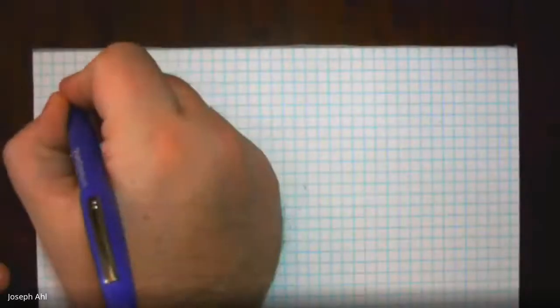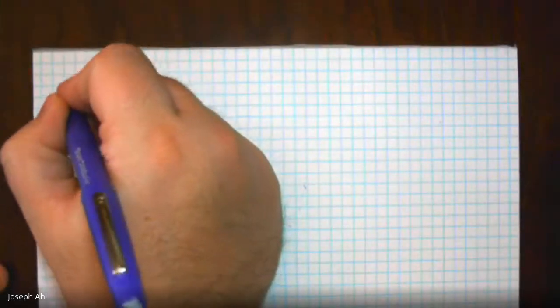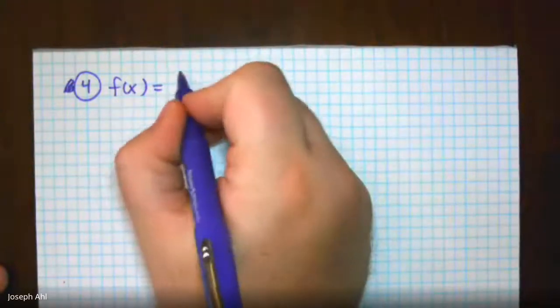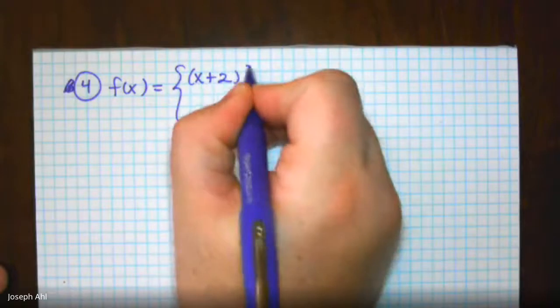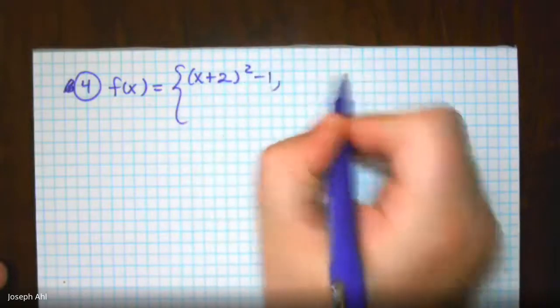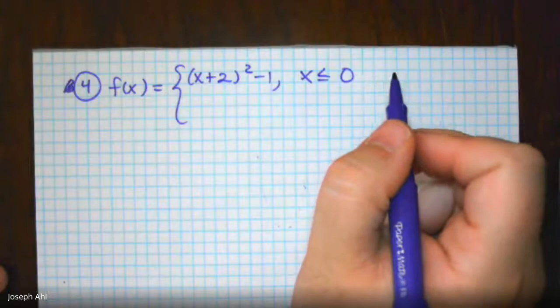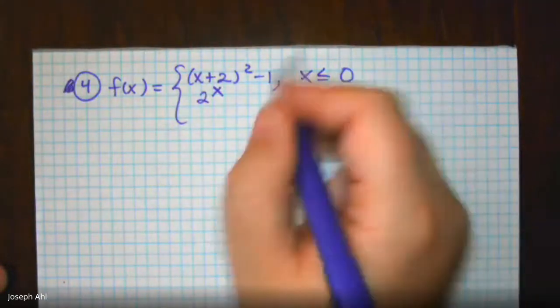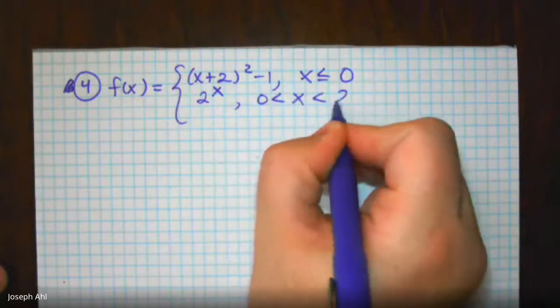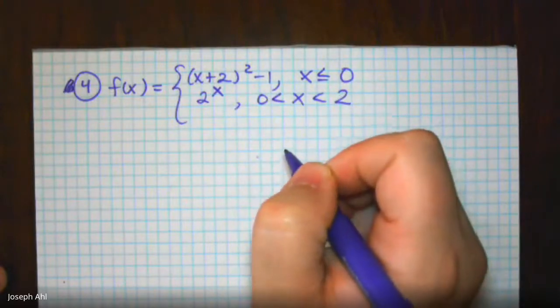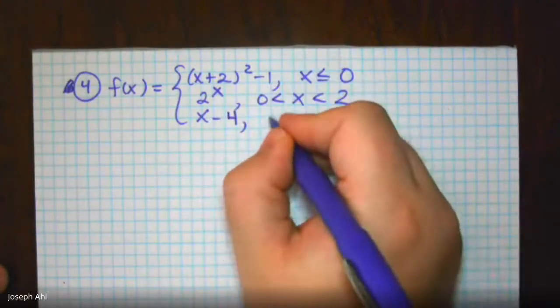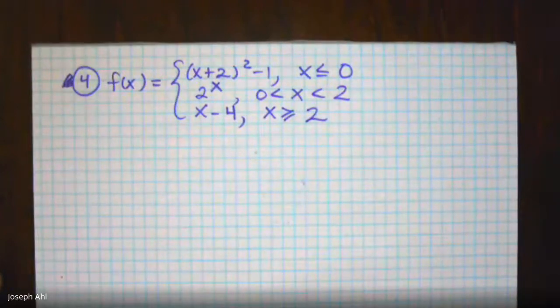All right, if you're feeling pretty good, by the way, you can hit pause at this point once I write down the next example, and you could try it. I guess this is number 4, if I'm going to number it correctly. So f of x equals x plus 2 squared minus 1 for x values less than or equal to 0. Let's throw in an exponential function, 2 to the x. For x values between 0 and 2, just make sure you're paying attention to the inequalities here. And then we've got a linear function for the last one, x minus 4, when x is greater than or equal to 2.